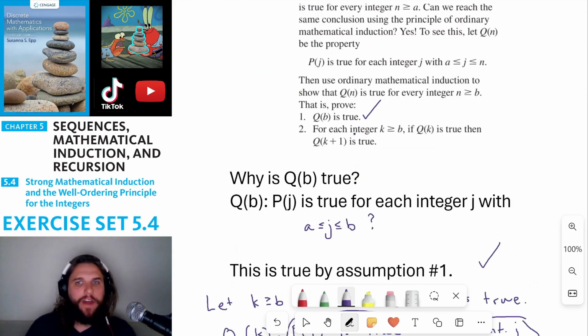And so now we've shown that for each integer k greater than or equal to b, if Q of k is true, then Q of k plus 1 is true. So we've proven ordinary mathematical induction using strong mathematical induction. This is a great exercise.